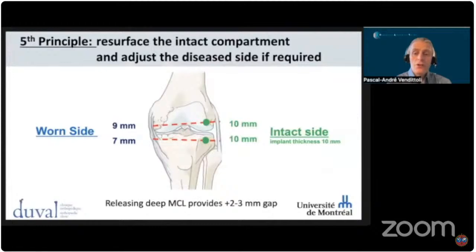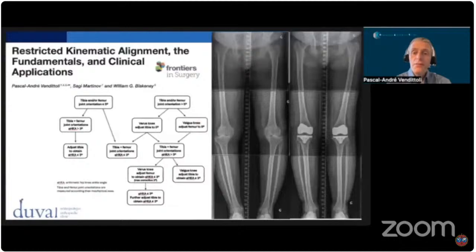Doing so, I'm sure to preserve the joint line level and will be in a familiar situation if I need to perform ligamentous release on the diseased compartment. To simplify the decision-making, here is the RK alignment algorithm to follow for each patient. This algorithm follows our RK principles and favors patient phenotype preservation, as adjustment will be performed on the most contributing bone to the deformity.